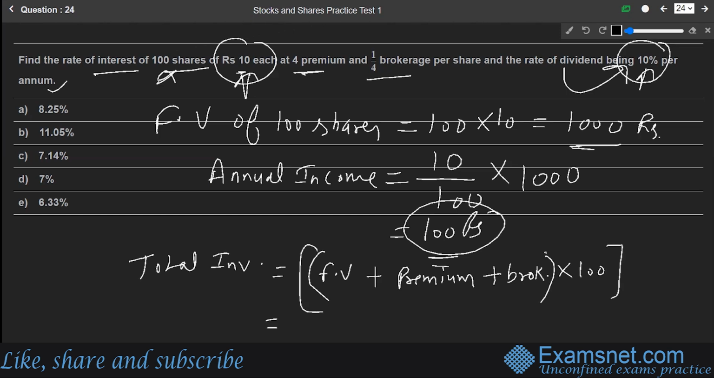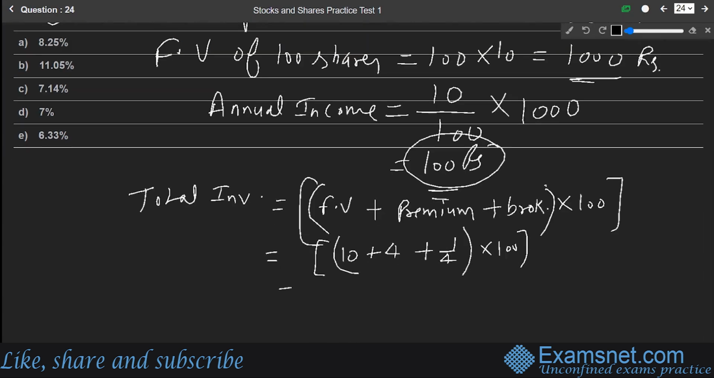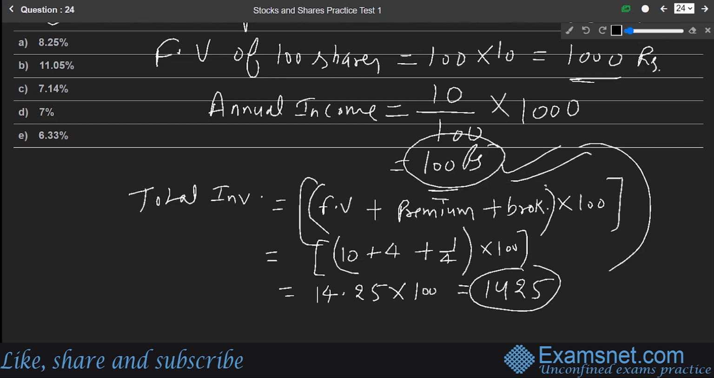So let us find out this total investment. Total investment: face value is 10 plus premium value is 4 plus brokerage value is 1 by 4. And if you multiply this by 100, how much does it become? Let us find out. If you multiply this, we get the value as 14.25, and into 100, if you solve, this comes out to be 1425. So that is the total investment done, 1425 rupees. But how much is the income? Income is 100 rupees, and this 100 rupees is achieved when you have invested 1425.